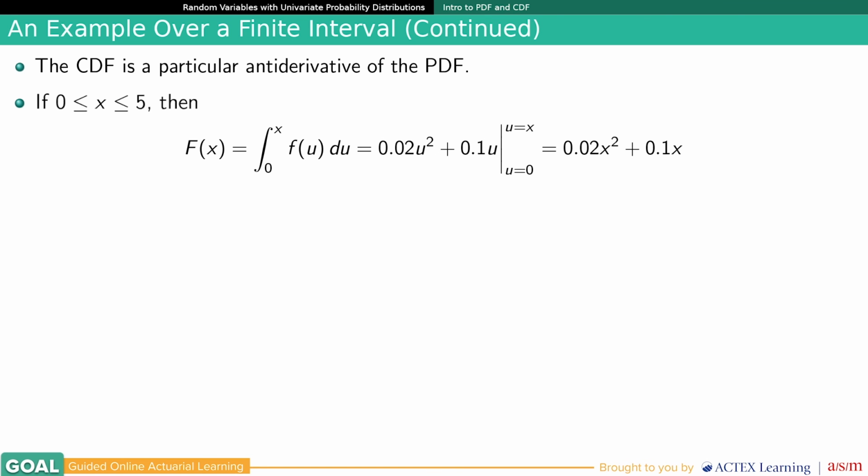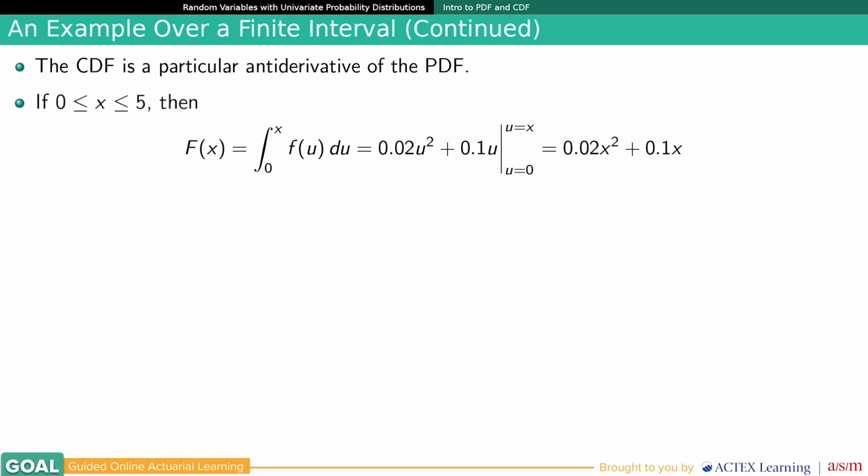Finally, let's compute the CDF for this example. The CDF, as we've seen, is a particular antiderivative of the PDF, and in fact we will see that it's the particular antiderivative that we already used to integrate the PDF, but we need to confirm that. In this example, if x is between 0 and 5, then we can represent the CDF, capital F, of little x as the definite integral of the PDF from 0 to x.